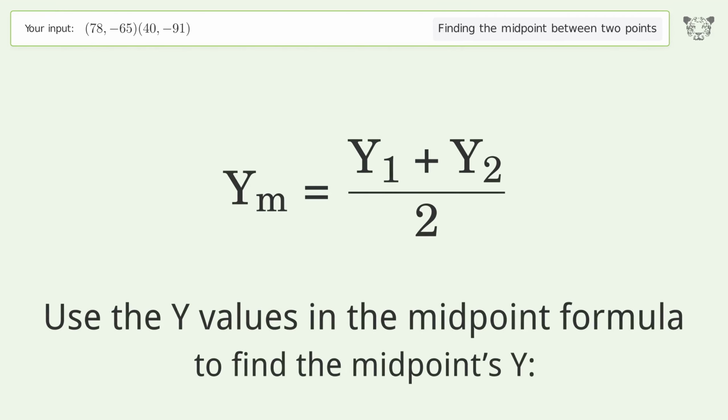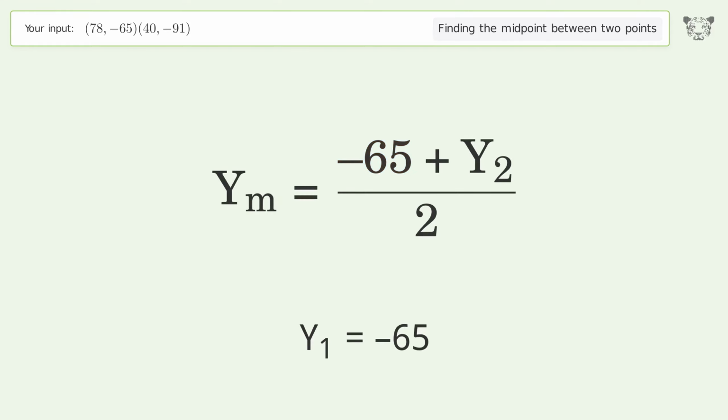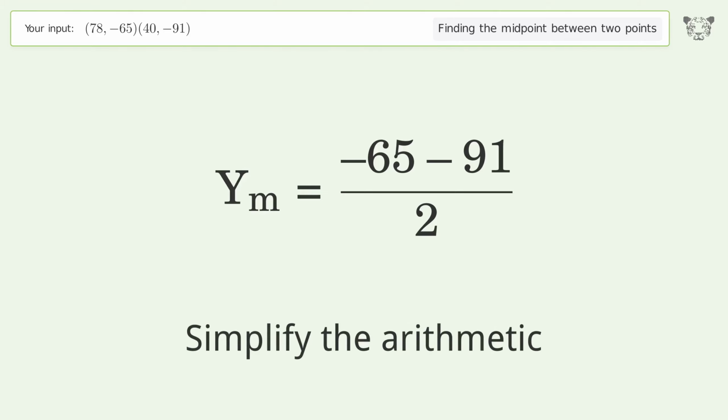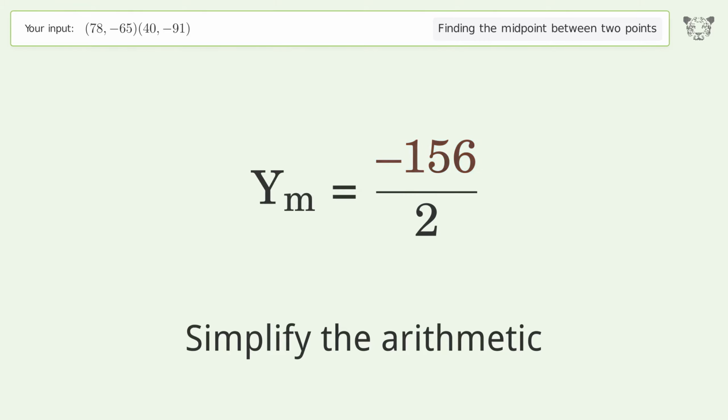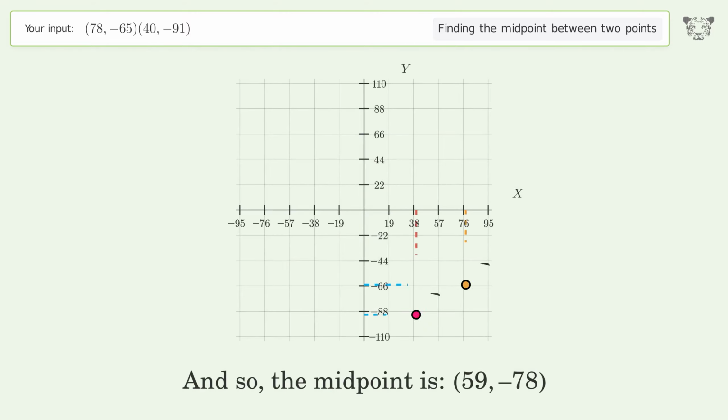Use the y values in the midpoint formula to find the midpoint's y. y1 equals -65. y2 equals -91. Simplify the arithmetic. And so, the midpoint is 59, -78.